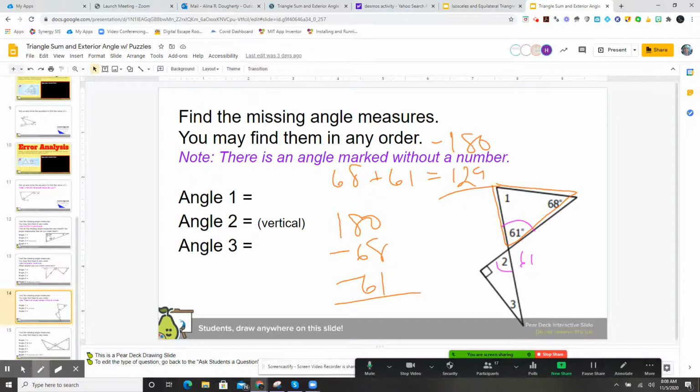So what answer do I get when I do that? Something that ends in a 1. 151. Did we subtract 51? We got to remember to subtract that 129. And then if I know angle 2 is 61 and I know I have this right angle right here, what math do I do for angle 3? Trying to save room here. Is that 29?